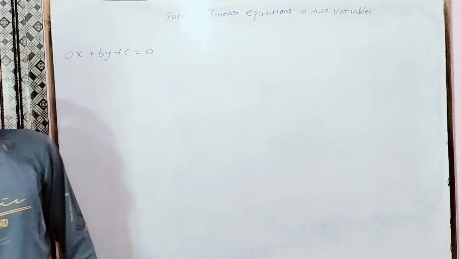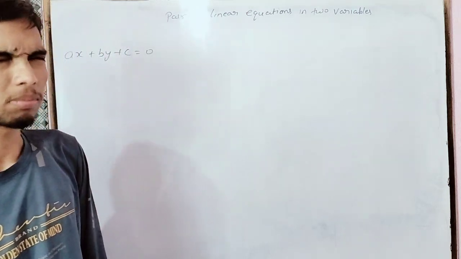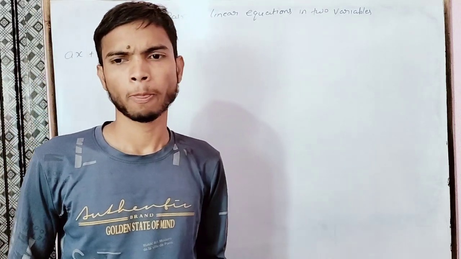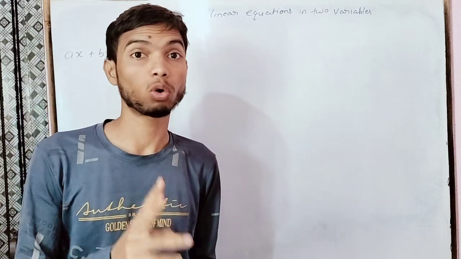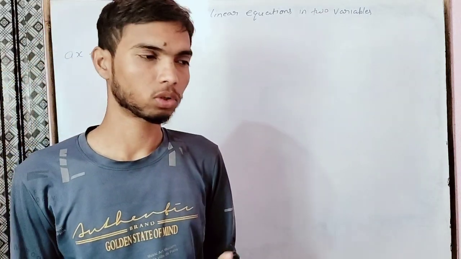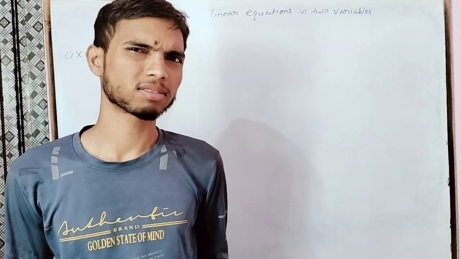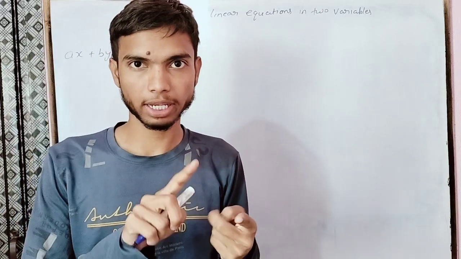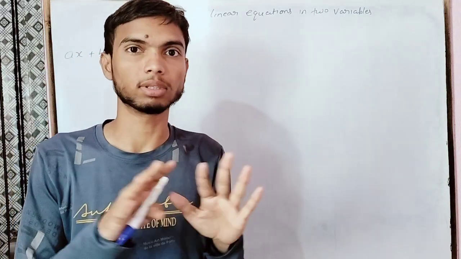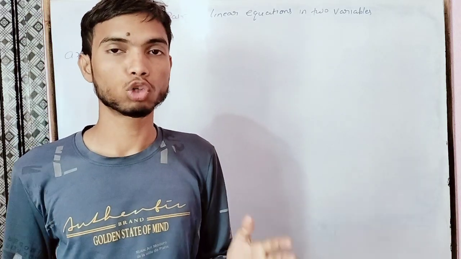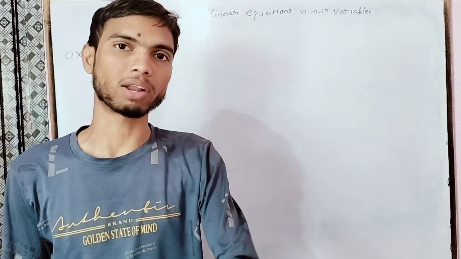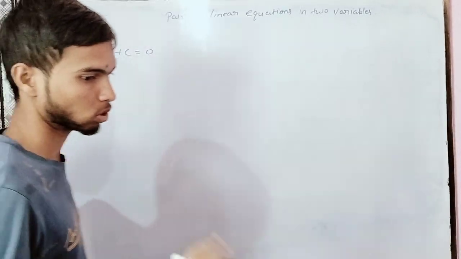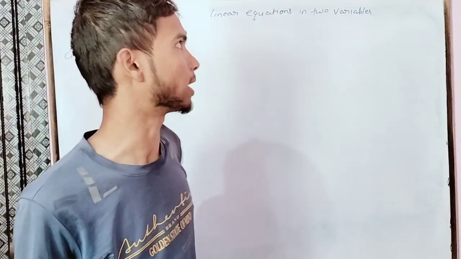A pair of linear equations, but in two variables. Two variables means two letters, two alphabets. You can take any two random letters, let's say x and y. When we take x, and again x, then these are not two variables. So we have to take two different variables, one x, second y. So this was the meaning of two variables.